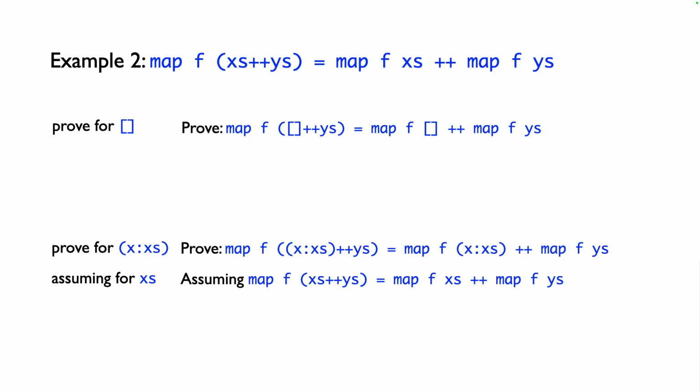So we've shown the proof for the empty list, and we've shown the proof for x colon x's, assuming the proof for x's, and so we have the result that we wanted: if you join two lists together and perform a map, that's the same as mapping on each list separately and joining the results.